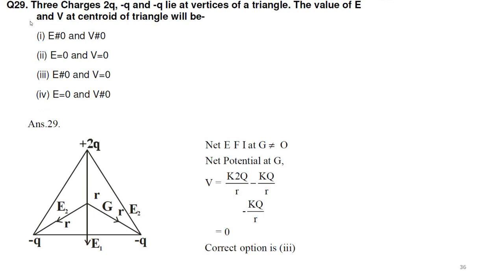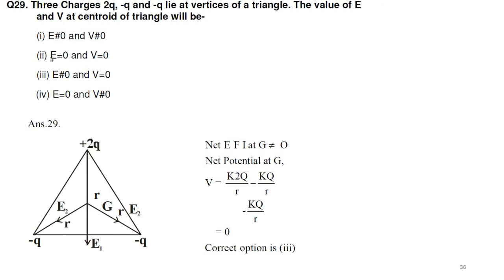Question number 29. 3 charges 2q, minus q and minus q lie at vertices of a triangle. The value of electric field E here indicates electric field, and V, that is potential, at the centroid of the triangle will be option 1 E not equal to 0 and V not equal to 0. This is a hash symbol, but you have to take it as not equal to here. So E not equal to 0 and V not equal to 0.